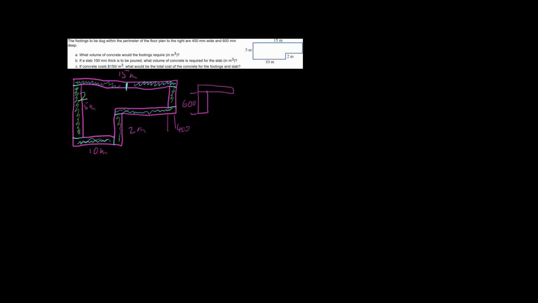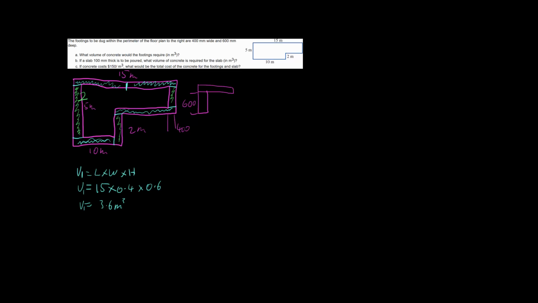So let's have a look at section 1 first. We're going to want to find its volume, which is length times width times height. And we're going to have a length of 15 meters. The width of our trench is 400 millimeters. Turn that into meters, and we have 0.4. And the height, or the depth of our trench, is 600 millimeters, which is 0.6 meters. So if we want the volume of our first section, we just multiply these out and we get 3.6 meters cubed.